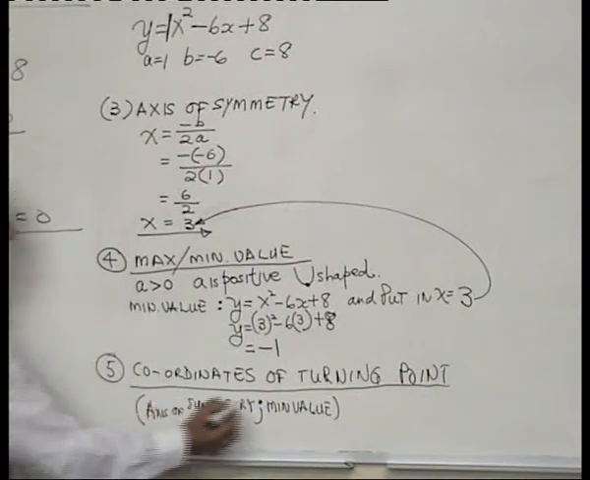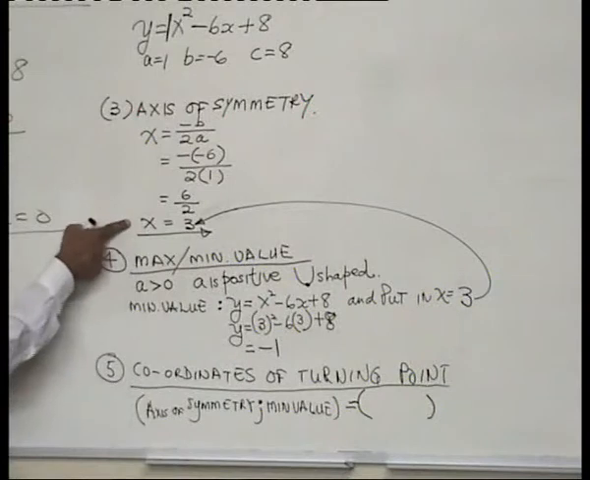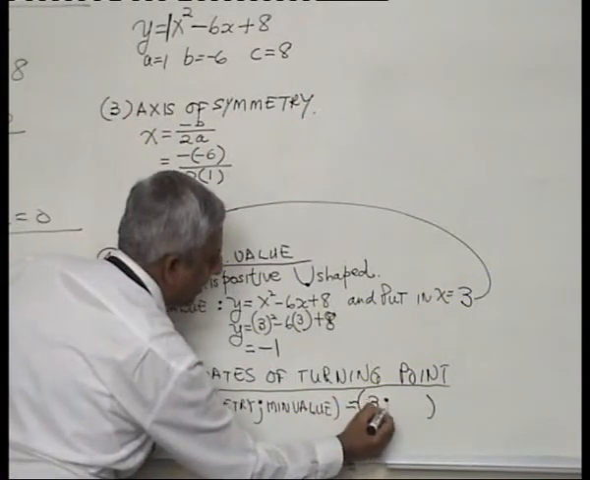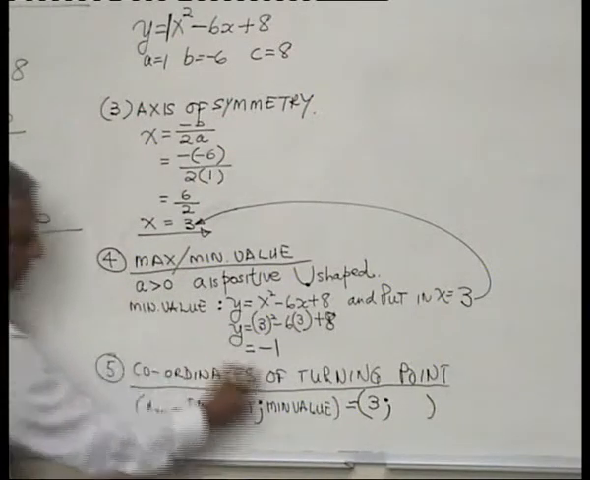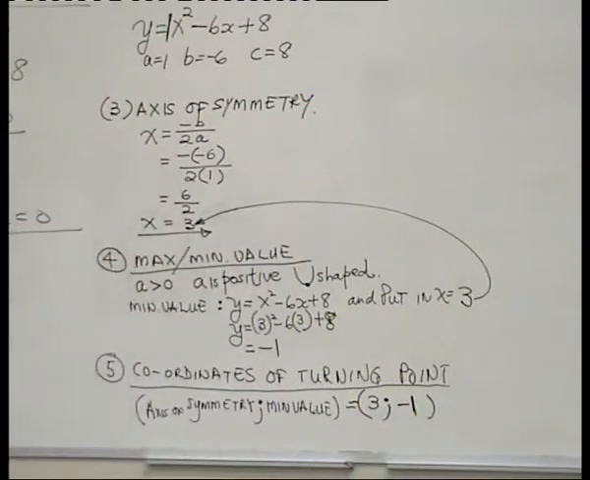And therefore the answer here will be, the axis of symmetry is 3, so it will be 3, and the minimum value is minus 1. So the minimum value is minus 1. So we have the coordinates of the turning point. At this stage, we have done all the calculations necessary to draw a rough sketch of this parabola.